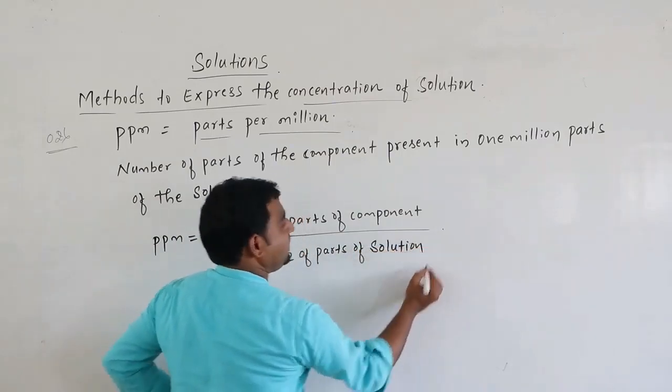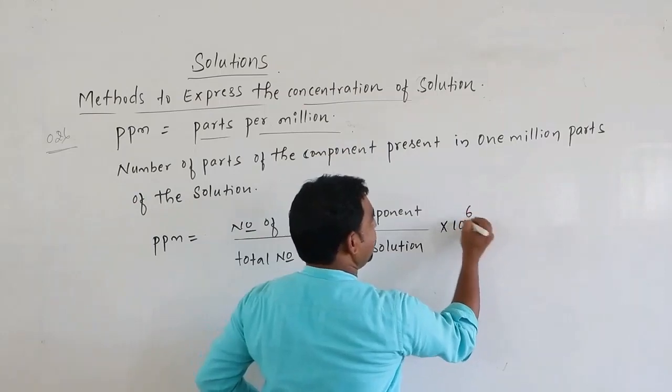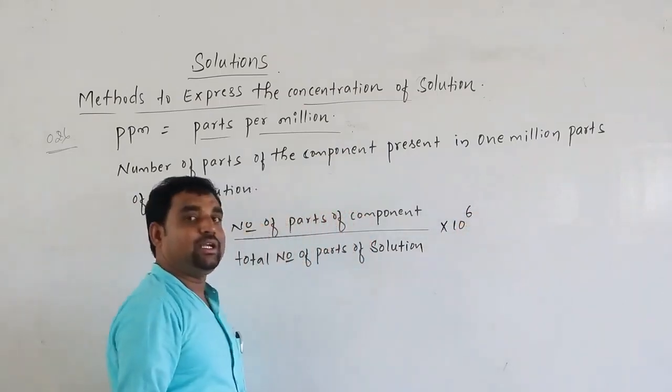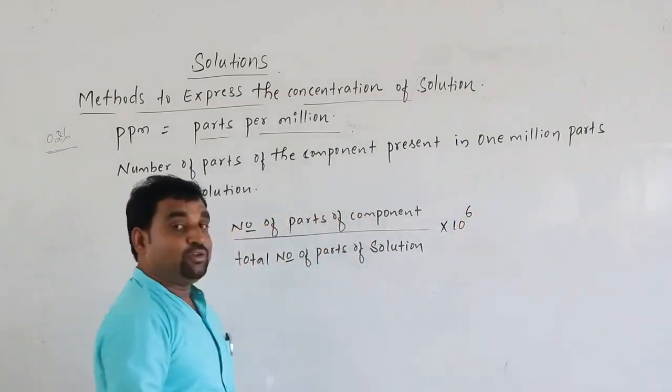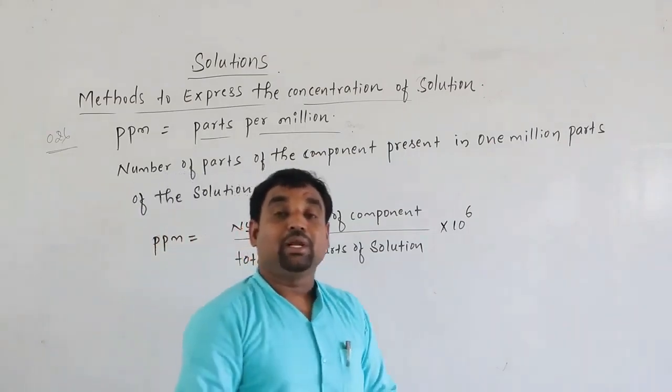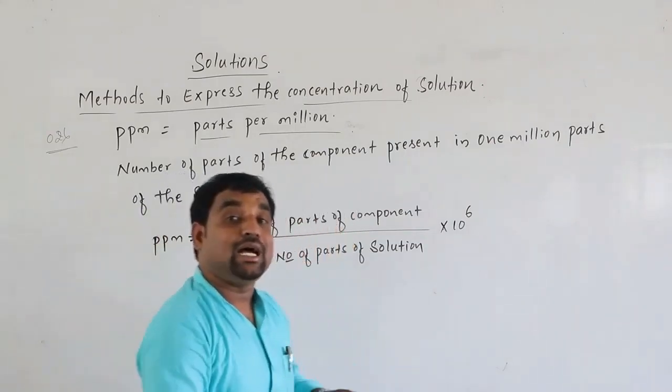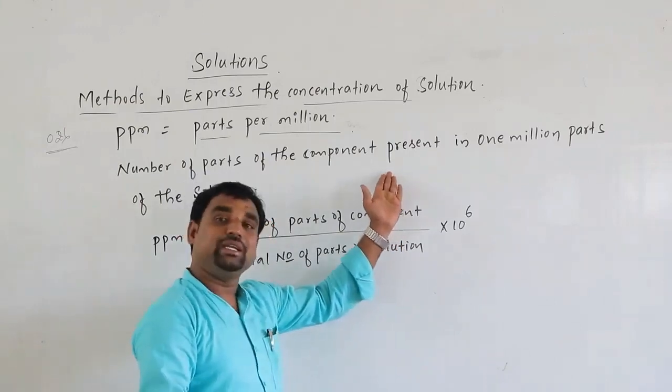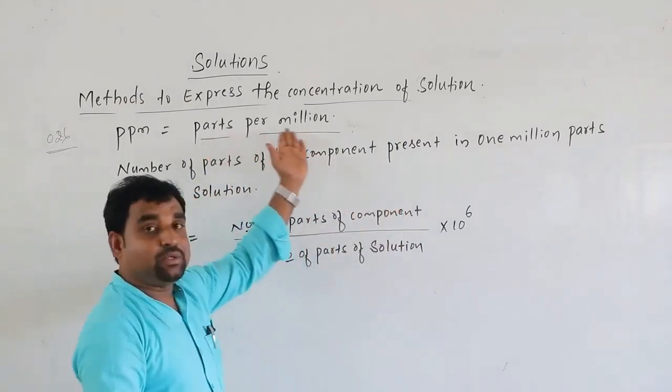1 million means 10 raised to 6, so we have to multiply by 10 raised to 6. Or you can take the number of grams of solute present in 10 raised to 6 grams of solvent or solution. That can be called parts per million.